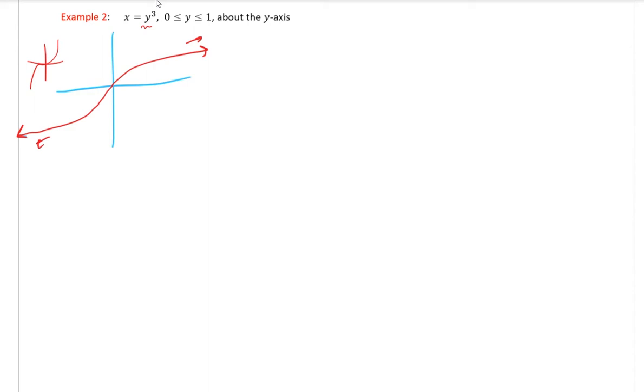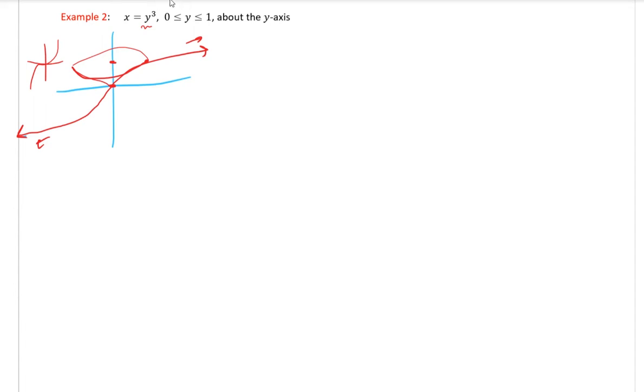All right, and then from 0 to 1 for y, so basically from here to here, we're taking this function and we're rotating it around the y-axis. We get another kind of bowl shape.